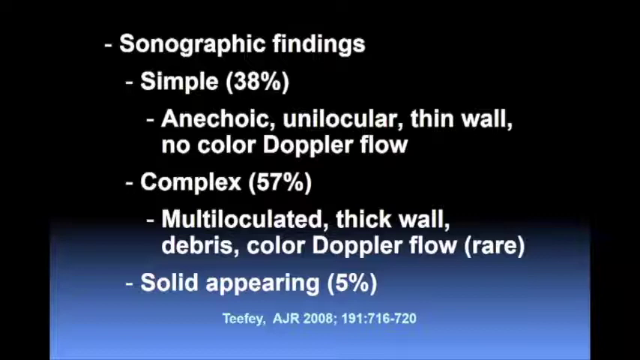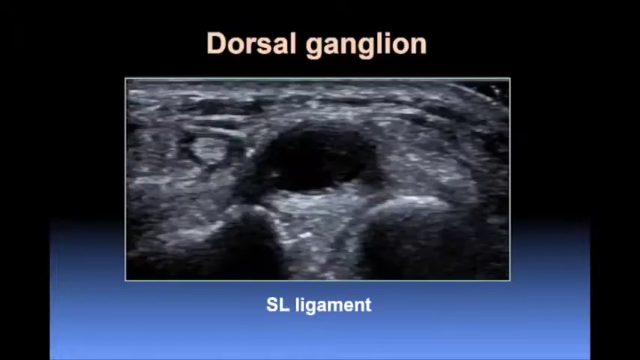They can also be solid appearing, and typically this happens when the ganglion has ruptured. And if you get a good history from the patient about the size of the lesion originally and that now it's gotten smaller, what you might think was a solid tumor may in fact just be a ruptured collapsed ganglion.